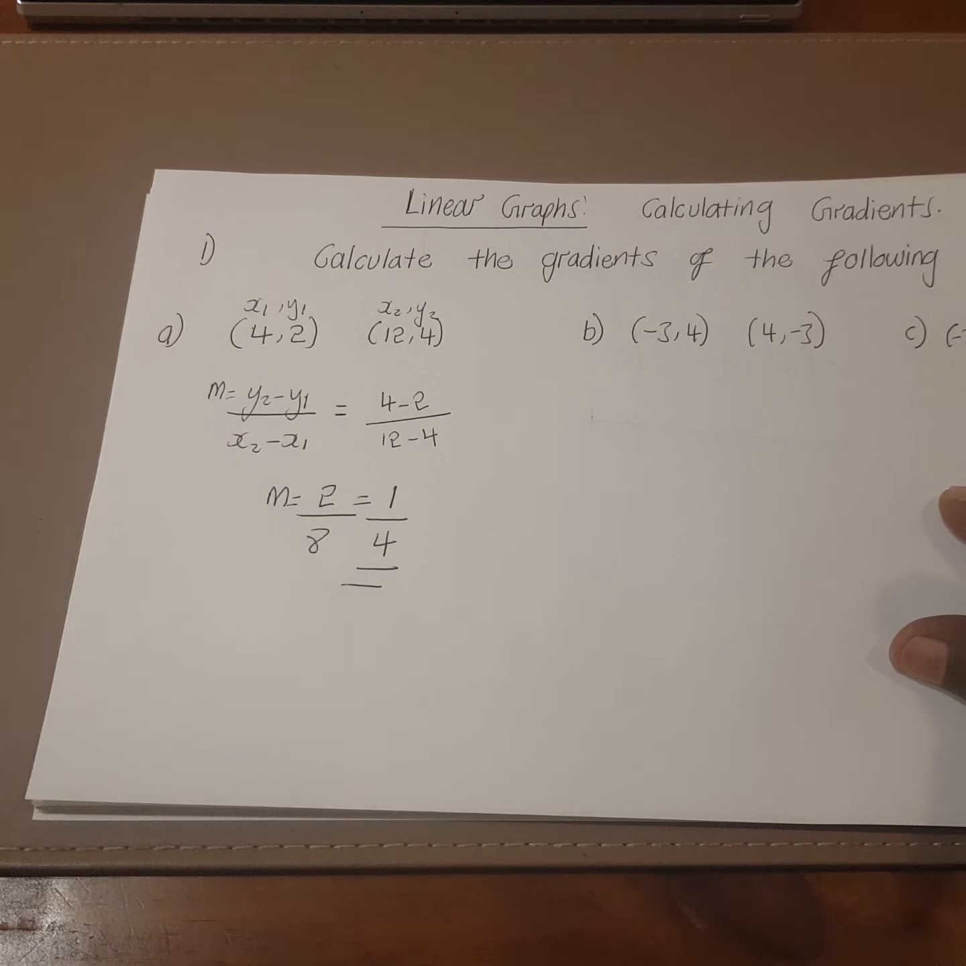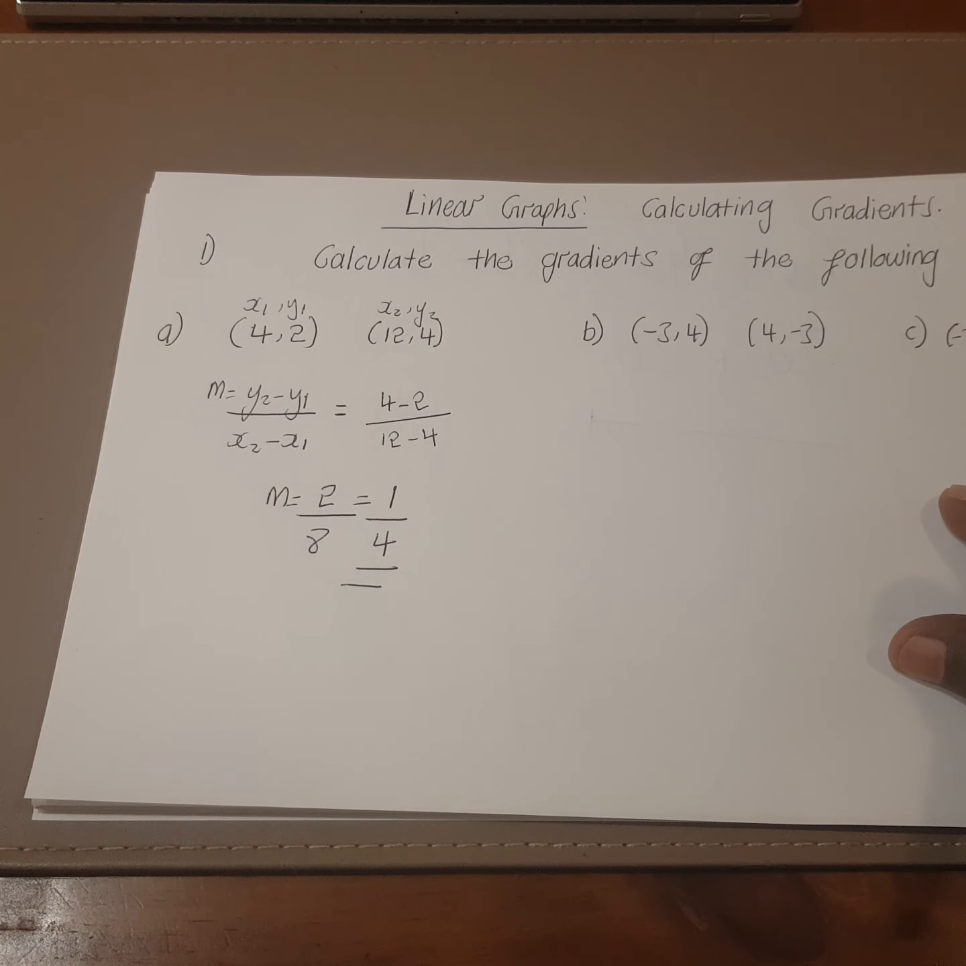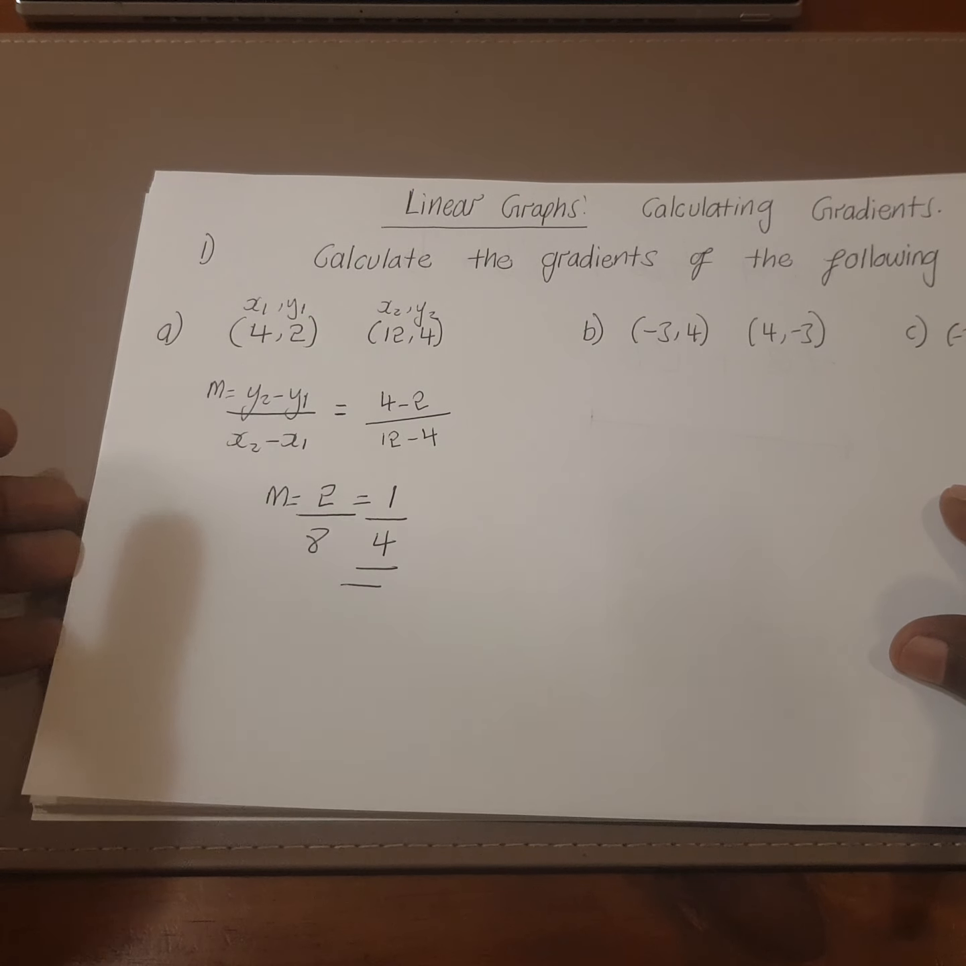All right. Please note that the gradient could be a positive number, it could be a negative number, a positive fraction like this, or a negative fraction. All right. So there's no hard and fast rule as to whether gradient has to be only positive. It could take a variety of forms. The first thing you need to do, and again I'm just reiterating, is label x1, y1, x2, y2 like that. And then write down the formula y2 minus y1 over x2 minus x1, and then substitute the following numbers. 4 minus 2 is 2 and 12 minus 4 is 8, and then you simplify that to get 1 over 4. All right, let's move on to question B.